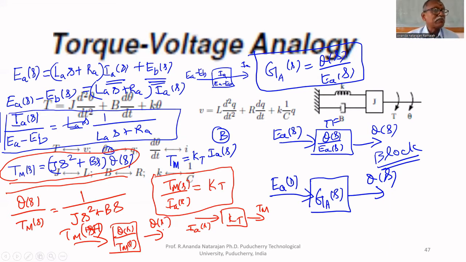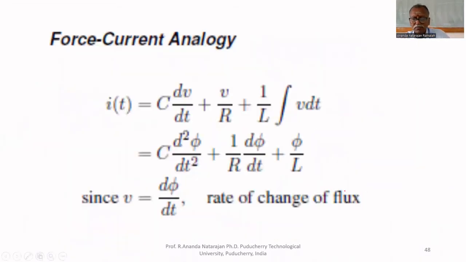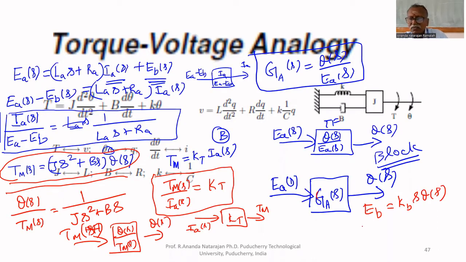So if we combine all these together, one more equation is there. That is for KB. What is EB equal to? EB equal to KB S theta of S. Now how many blocks do we have? For EB, we have to get one more block. EB equal to KB S theta of S. Therefore, what is the output? Output is EB. Input is S theta of S.